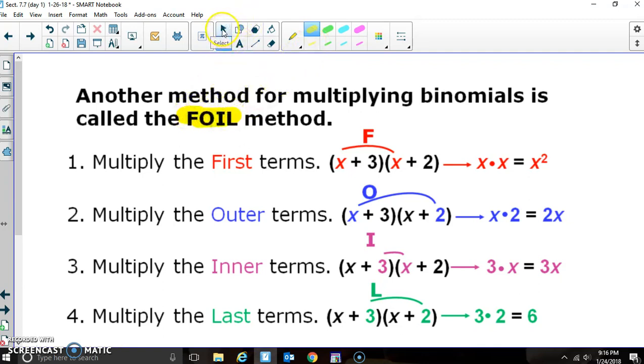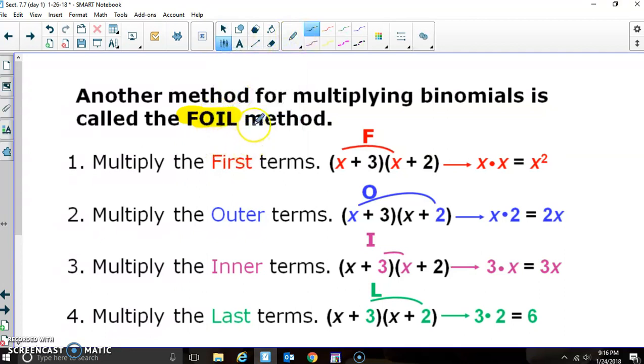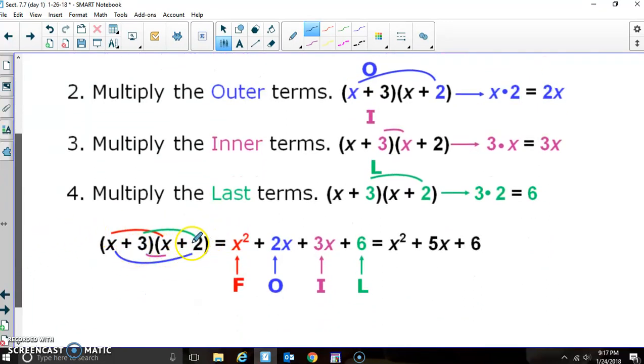F stands for first. O stands for outer. I stands for inner. And L stands for last. So what I just did was actually the FOIL method. When you take x times x, those are your first two terms. That's x squared. When you take x times 2, they're the outside terms. That's 2x. When you take 3 times x, that's 3x. And 3 times 2 is 6. I'm going to use the FOIL method to solve a binomial times a binomial.